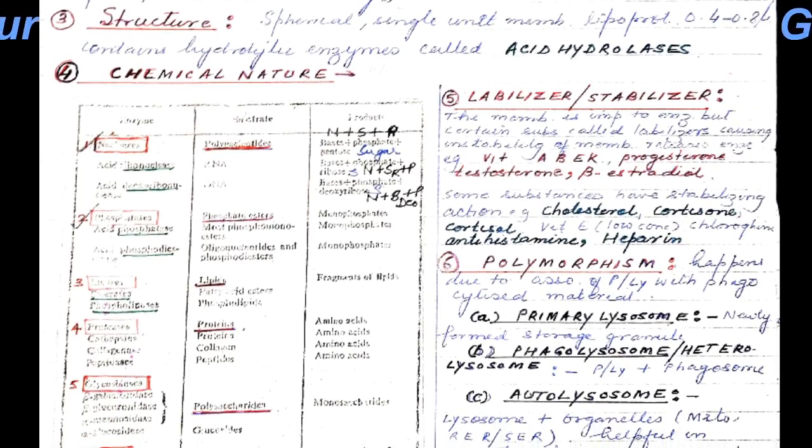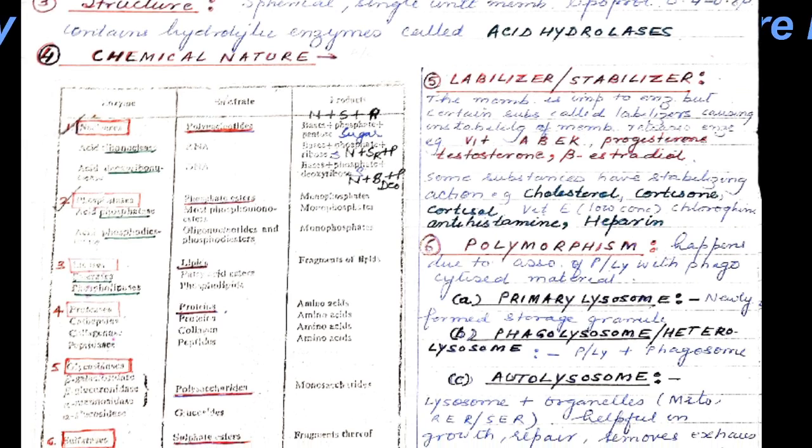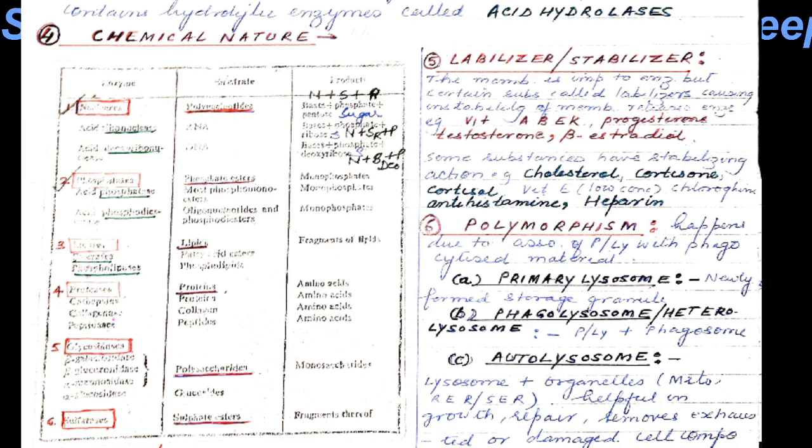Now, what are labilizers and stabilizers? There are certain compounds which stabilize the membrane of the lysosomes, thereby making the membrane steady and intact. Whereas labilizers tend to destabilize the membrane of the lysosome, and somehow these enzymes which are contained in the membrane come out and digest the material around them. So the membrane is important to the enzyme, but certain substances called labilizers cause instability of the membrane, and they tend to release the enzymes.